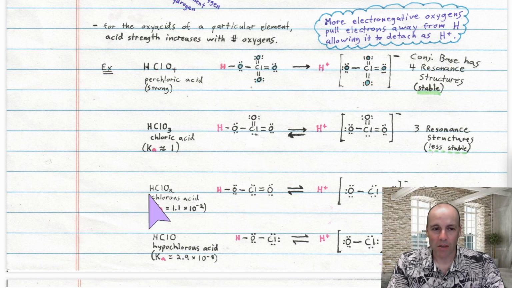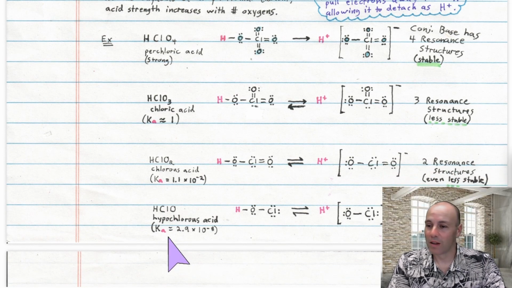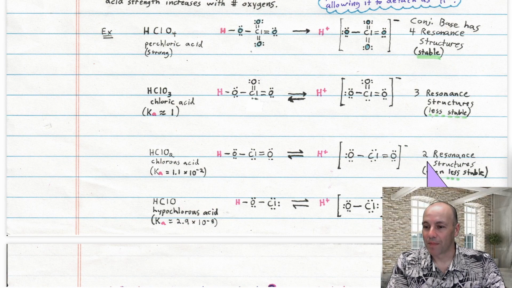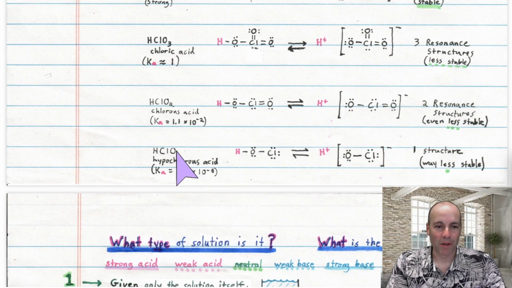And the trend continues. HClO2 has an even smaller equilibrium constant, with 2 oxygen atoms pulling the electrons over here, and the conjugate base anion only has 2 resonance structures. And then the last one is hypochlorous acid, HClO. This is the weakest. There's only 1 oxygen. The equilibrium constant is much less here. It's only 1 oxygen pulling the electrons, and the conjugate base anion only has 1 structure.